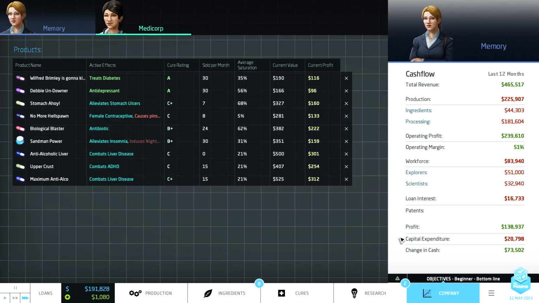Changing cash, our profit there. It's our daily profit, I guess, is what we're seeing there, since it's on a daily basis. And our ingredient points are going up, our research points are going up. I think everything's looking good. Cash flow, total revenue, ingredients are fluctuating, which I would expect anyway. So is the processing. We're operating at a 52% margin.